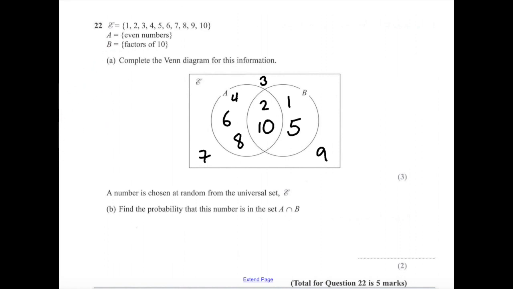A number is chosen at random from the universal set Xi. B. Find the probability that this number is in the set A and B. Well, A and B is the intersection. So we have two numbers in the intersection, which are 2 and 10. So it's going to be 2 over the total number of numbers, which is 10. And that's our final answer.